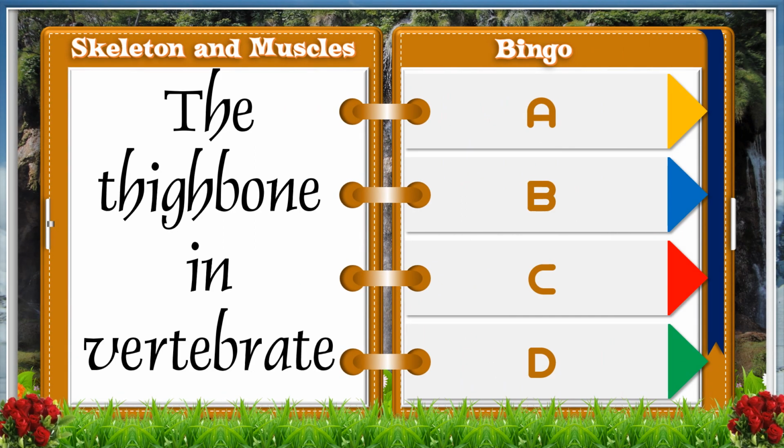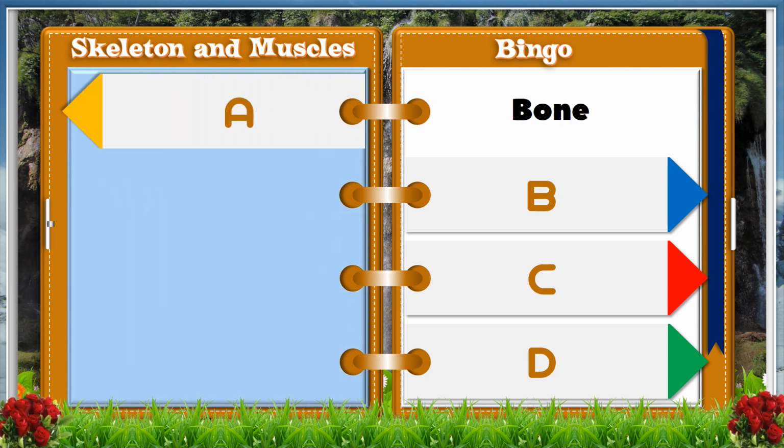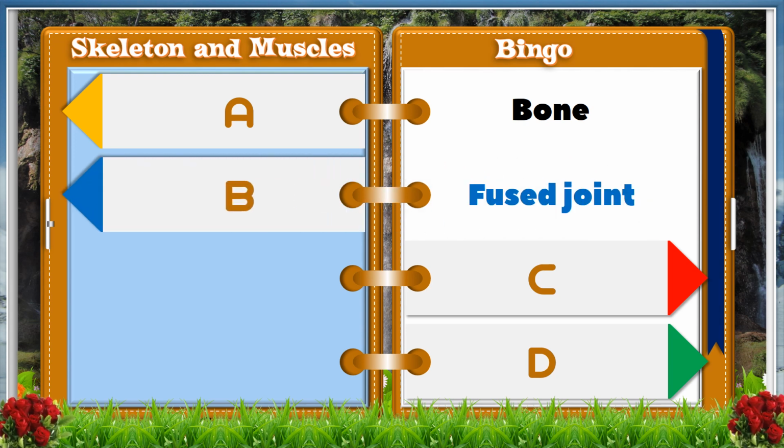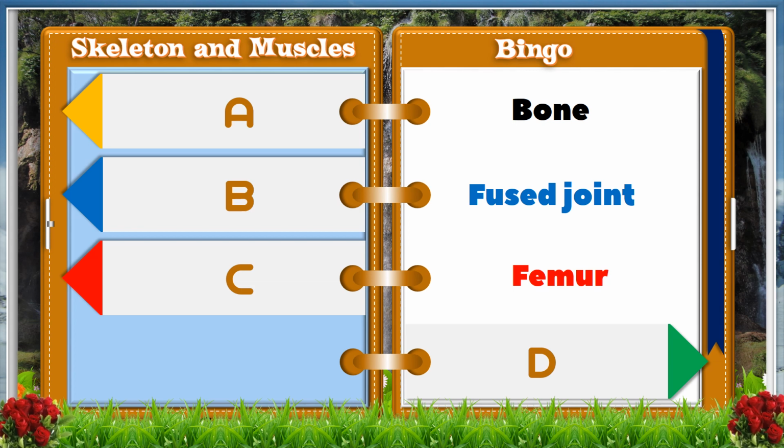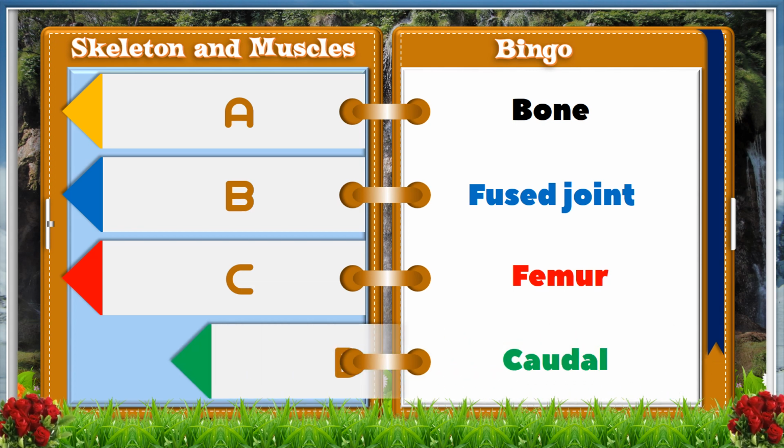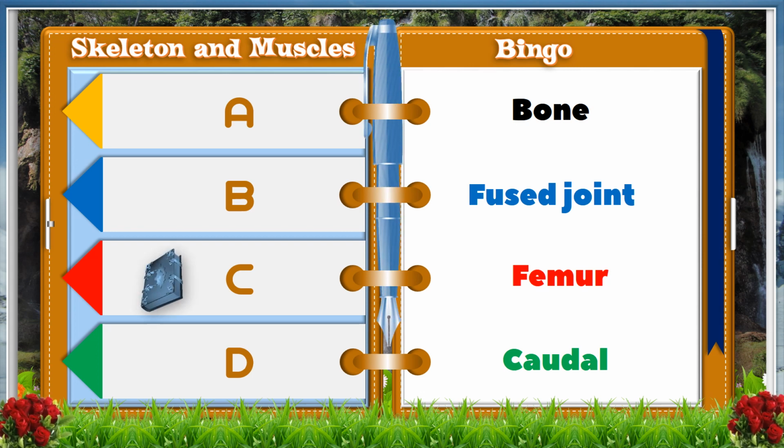The thigh bone in vertebrates. A. Bone. B. Fused joint. C. Femur. D. Caudal. And the answer is C. Femur.